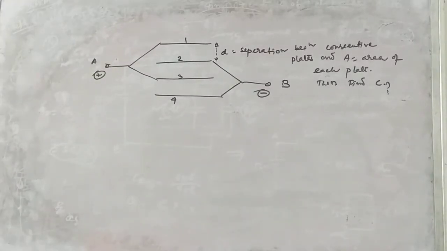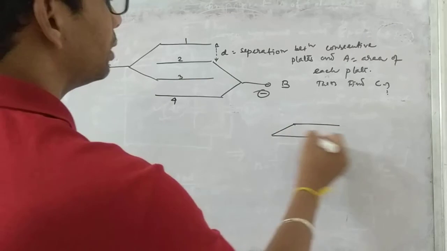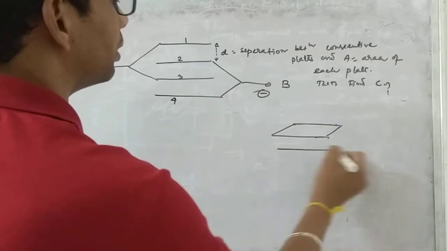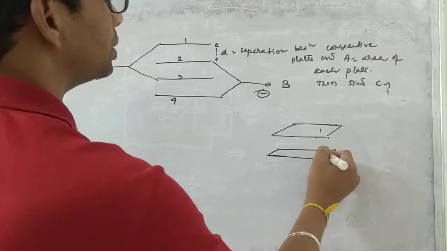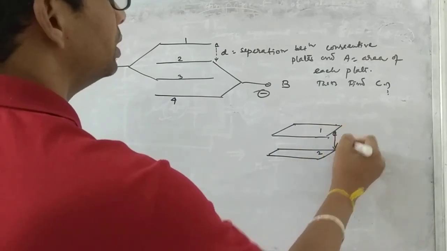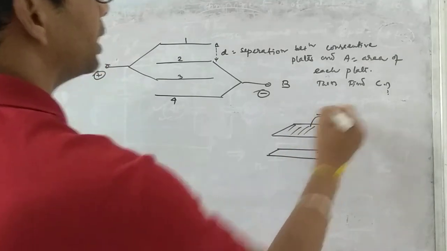Suppose there are 4 plates, 1, 2, 3, 4, and the separation between consecutive plates is D, and the area of each plate is A. Then find the capacitance of this combination. Suppose this is plate number 1 and this is plate number 2. So this is a parallel plate capacitor. The separation between these two plates is D, and the area of each plate is A.